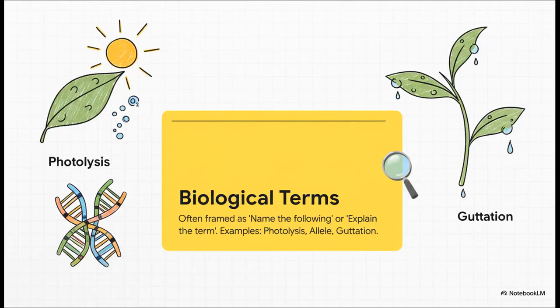Okay, the most common one by far is just a simple definition. You know, the classic, name the following, or explain the term. This is all about testing your core vocab. You've got to know those precise one-line definitions for stuff like photolysis, allele, guttation, or natality. Seriously, no long paragraphs. They just want the exact scientific meaning, quick and to the point.